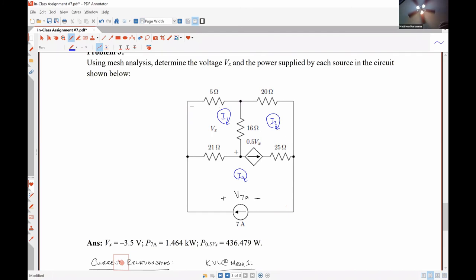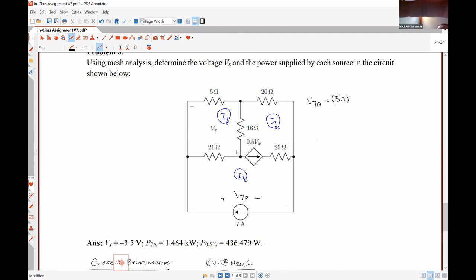So how could I go about getting that voltage? You can do 5I1 plus 20I2 is equal to that voltage. Yes, you are a wonderful eye for finding the easiest possible way to do it, because that is absolutely correct. If we do a KVL loop around the outside, effectively, we're going to eliminate a lot of the calculation effort that we need.